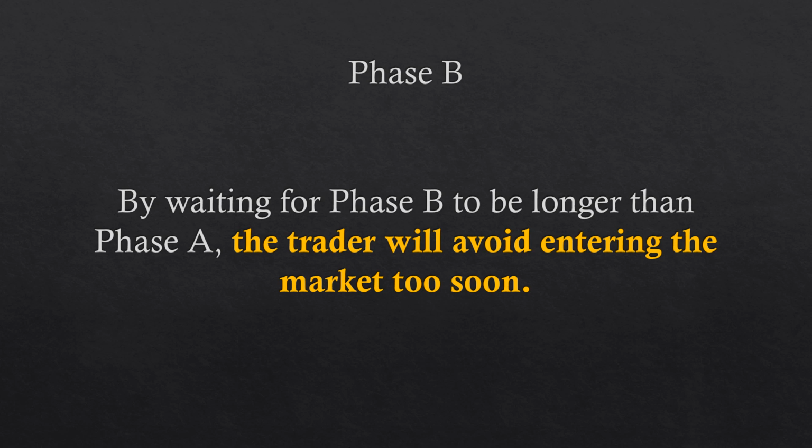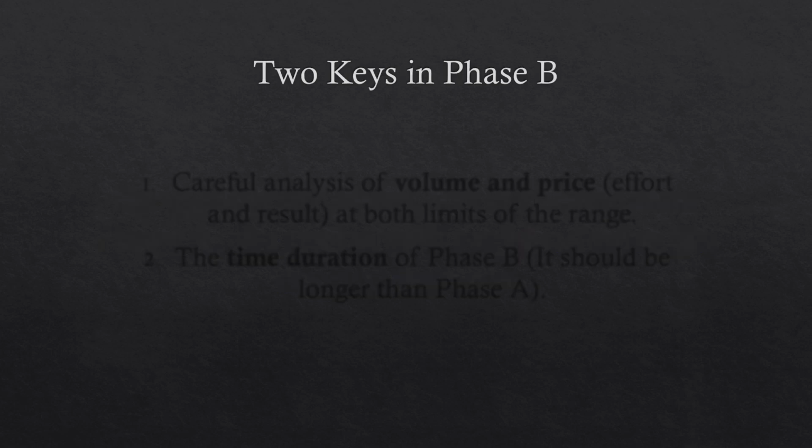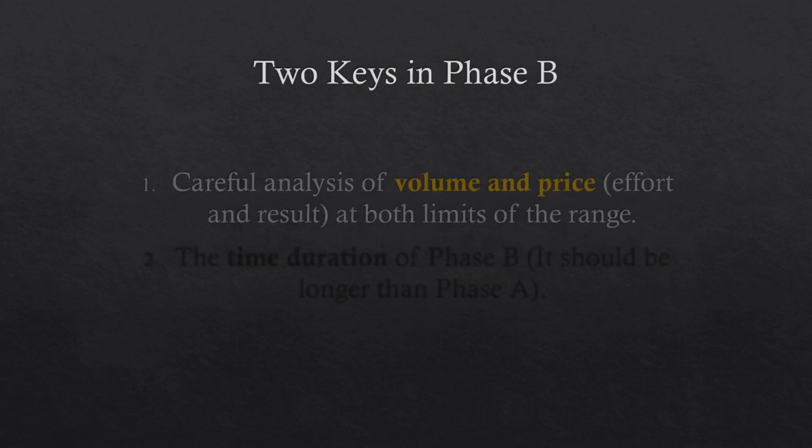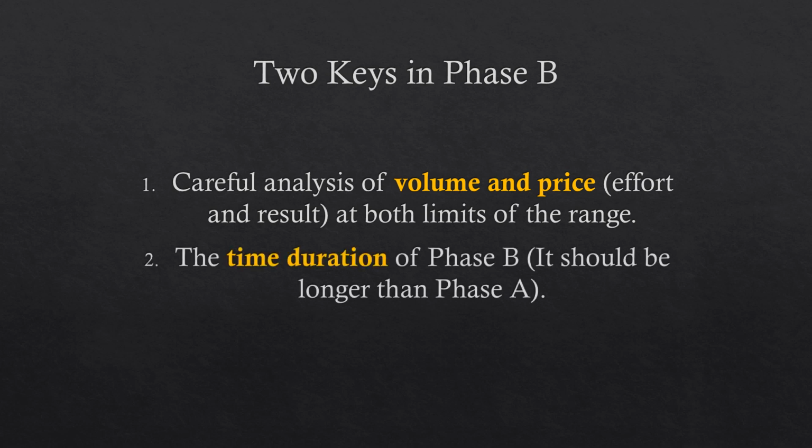In other words, two keys in phase B are the careful analysis of volume and price at the limits of the range and the time duration of the phase, which should be greater than phase A. That's a guideline, however, not a rule.